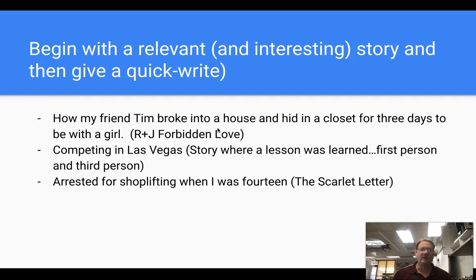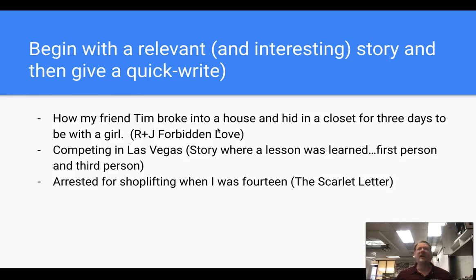And then a final example is when we get into Scarlet Letter in my classes, and I talk about the time I was arrested for shoplifting when I was 14. Now, there's nothing too exciting about that story. I think I took a video game and it was in my Target bag. My friend was taking a bunch of things and somehow a video game got in my bag at Target. And so I was the one that got arrested. Not too exciting, but the way I tell it is a lot better than that.